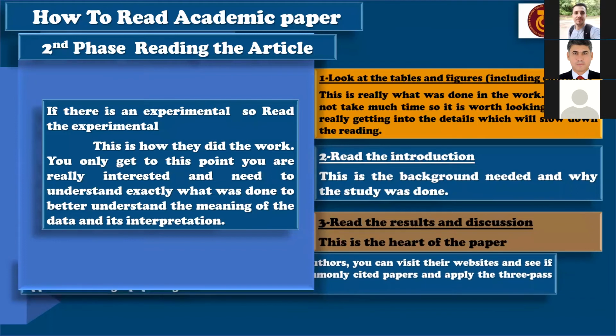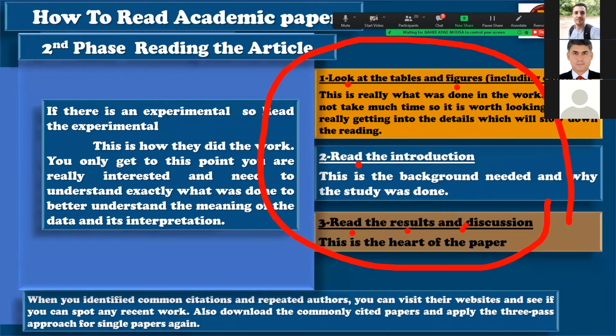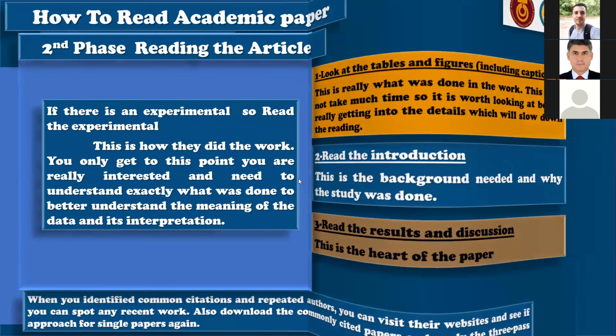So the third phase. Before the third phase, when you identify common citations and repeated authors, you can visit their website and see if you can spot any recent work. Also, download the commonly cited paper and apply the three-pass or three-phase approach to a single paper again. So while we say there are three phases, after the second phase, where you look at the table and figure, read the introduction, and read the result and discussion, if it is very suitable for you, you can apply the same steps to other papers, and from this you can go to the references and find the articles the authors are using. Sometimes you must download them because the citation or reference has become suitable for you too.